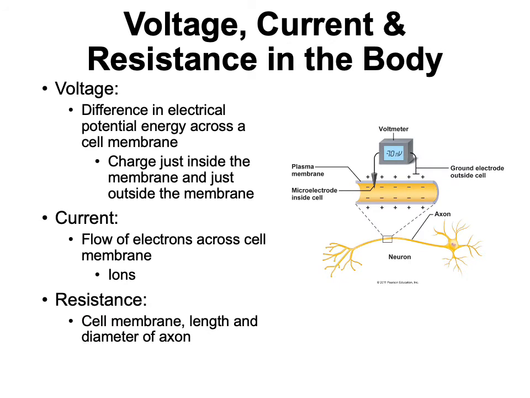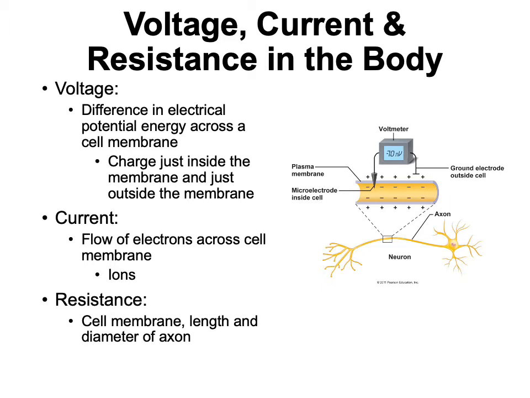Voltage, current, and resistance in the body. Just some definitions I want to cover before we go into too much detail. Voltage is the difference in electrical potential energy across a cell membrane. So it's referring to the charge that is just inside the membrane and the charge just outside the membrane. If you look at the diagram on the right, you can see that the voltage of a neuron between the outside of the membrane and the inside of the membrane is negative 70 millivolts when that membrane is at rest.